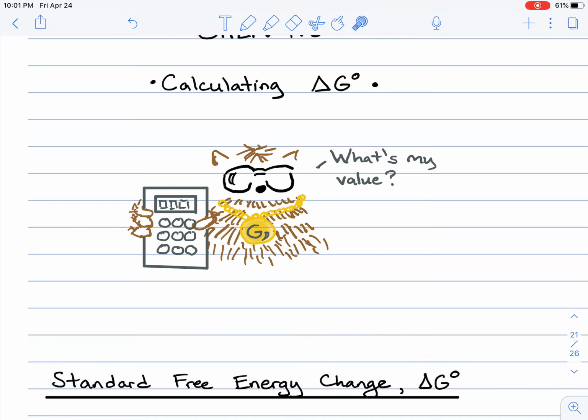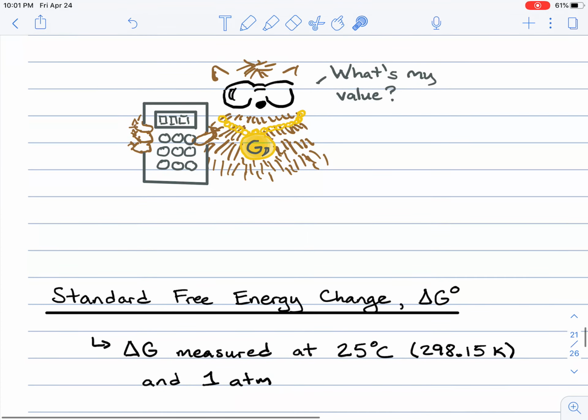And so what are standard conditions? The standard conditions are 25 degrees Celsius, that would be the temperature, and 1 atmospheric pressure. These standard conditions did not change from what you learned in the first semester of general chemistry. Hopefully you were exposed to standard conditions for enthalpy in the first semester of general chemistry. Basically, if the free energy change was measured under these conditions, then we can represent the change in free energy as the standard free energy change.